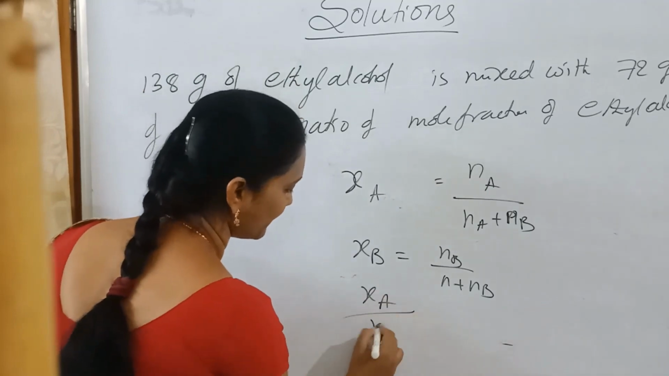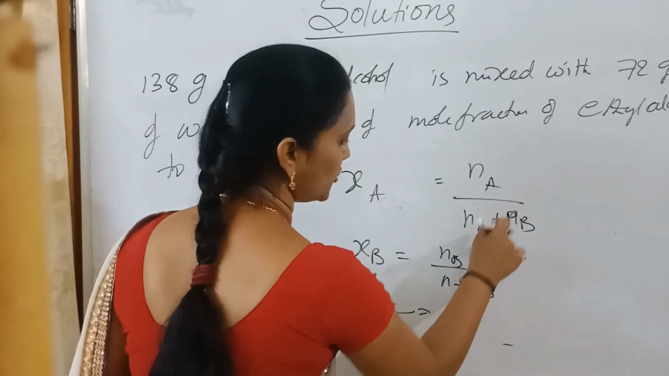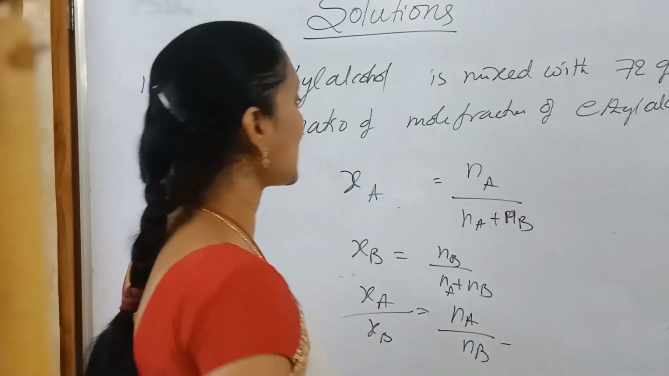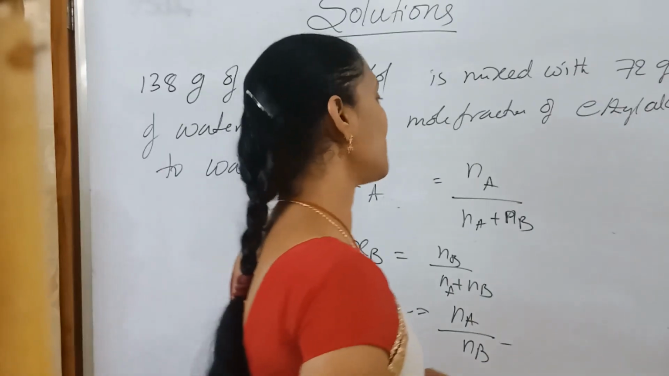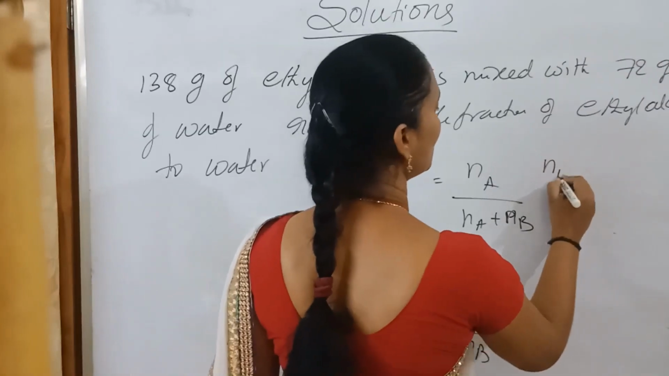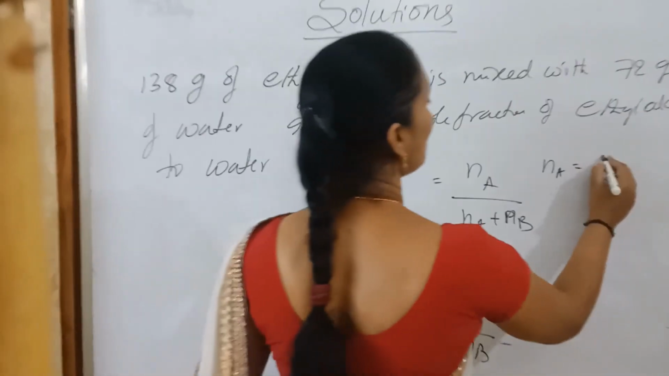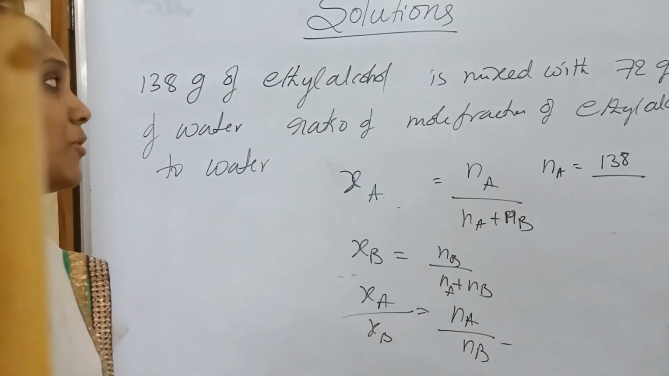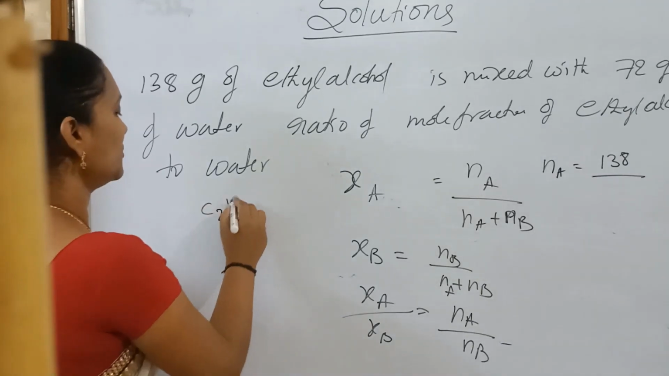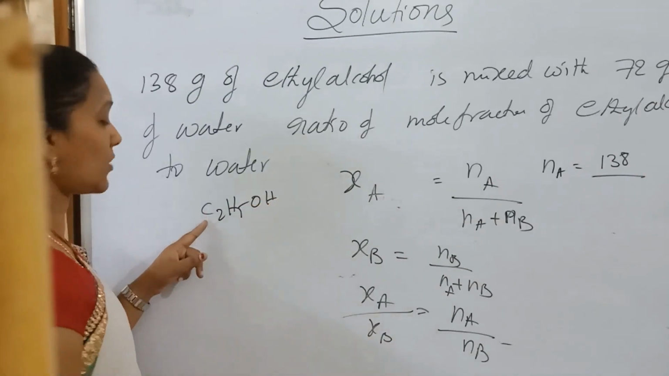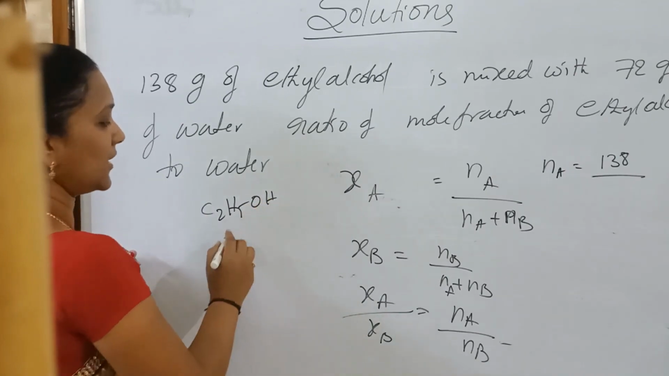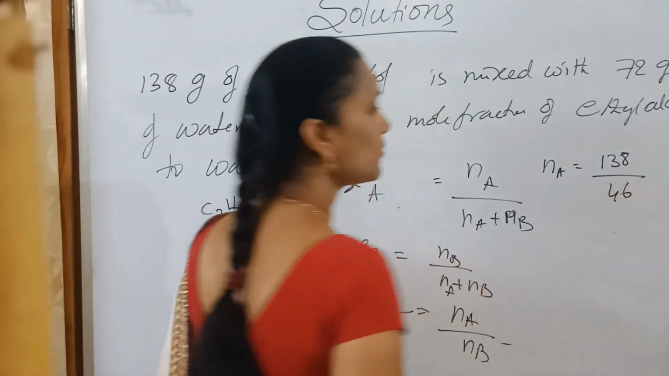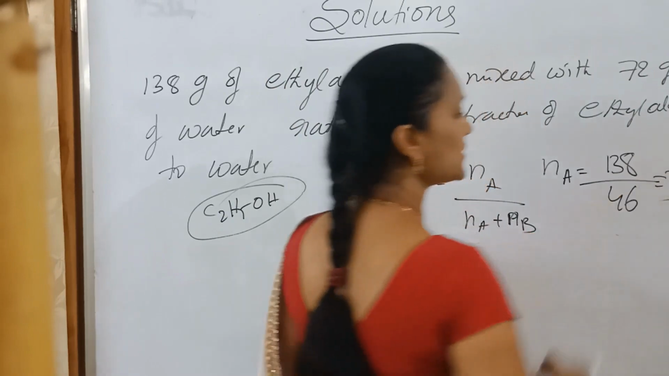Now this ratio they are asking, this by this. These two cancel out, then it is Na by Nb. So first calculate the number of moles of ethyl alcohol and the number of moles of water. Number of moles of ethyl alcohol is the mass by gram molecular mass. Mass is 138. What is the gram molecular mass of ethyl alcohol? C2H5OH. Carbon 12 times 2 is 24, hydrogen 6, and oxygen 16, that is equal to 46. 138 by 46 is equal to 3.